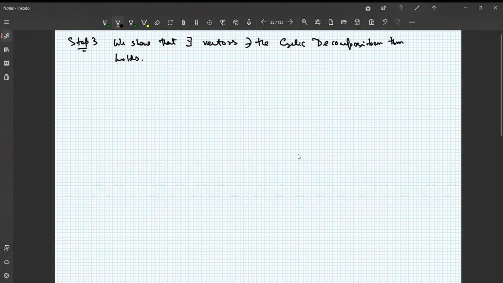Now observe first thing first, that in step 1 what we had shown is that there exist R non-zero vectors.